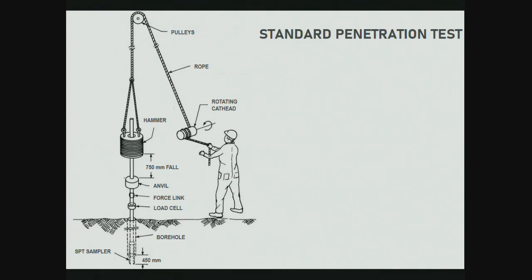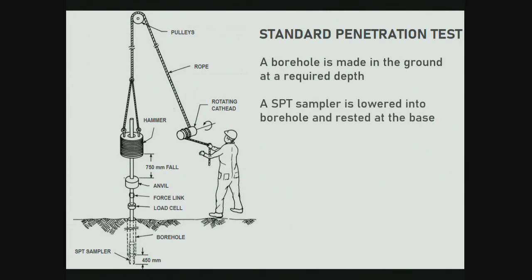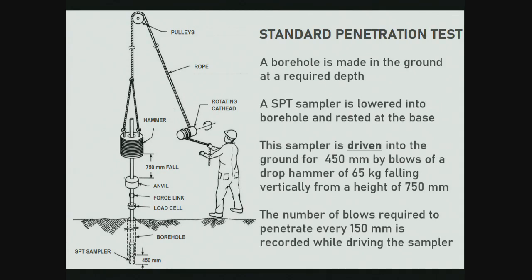So this is what is written here. A borehole is made in the ground at a required depth, say 1.5 meters. So they create a borehole and then they do this process of pushing the sampler into the ground. They will push 450 millimeters, but they disregard the first 150 millimeters to allow for some unevenness. A sampler is lowered and rested at the base, and then they push it. The number of blows required to penetrate every 150 millimeters is recorded while driving the sampler.